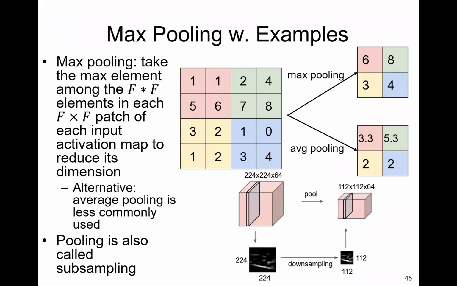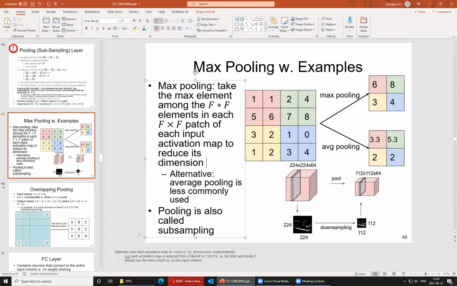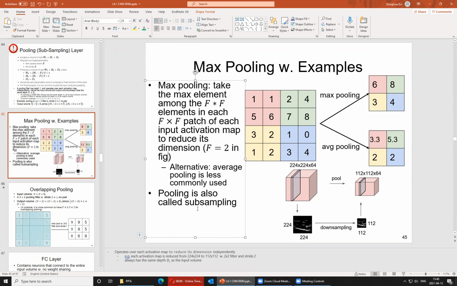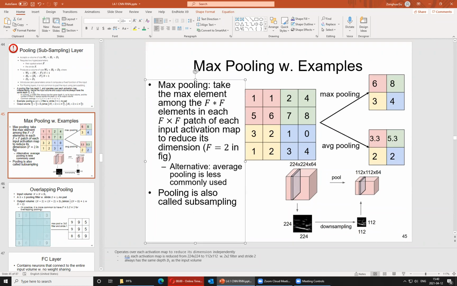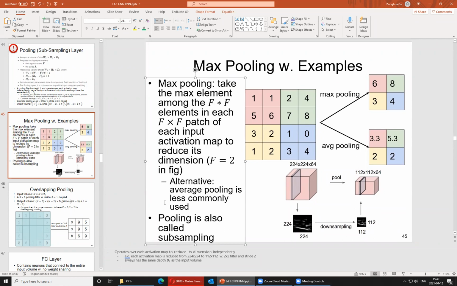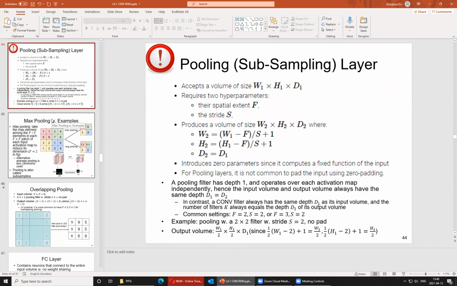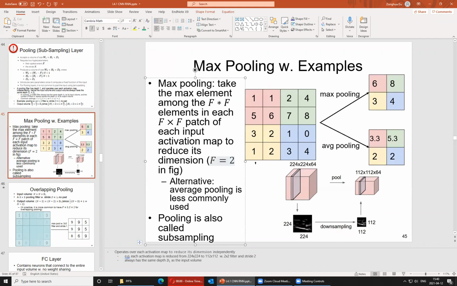So here's an example of 2 by 2 max pooling. It should specify F equal 2 in the figure. So it's 2 by 2. Stride is 2.